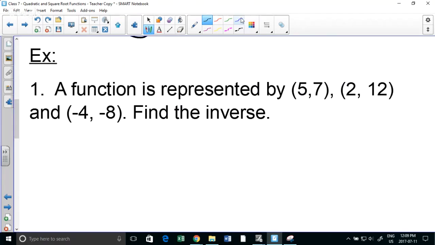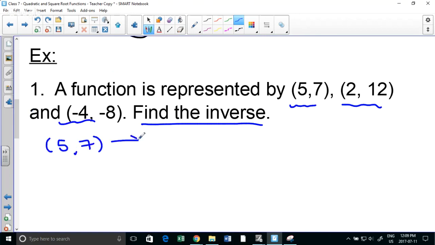So if I have these and you want to find the inverse, these are just ordered pairs. So I take each of the ordered pairs and flip them.